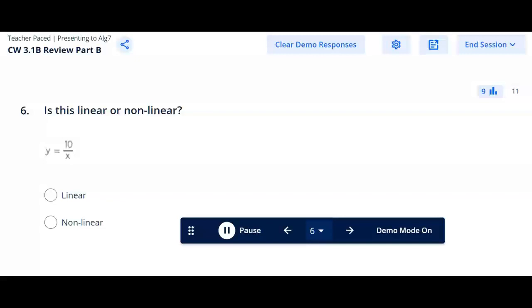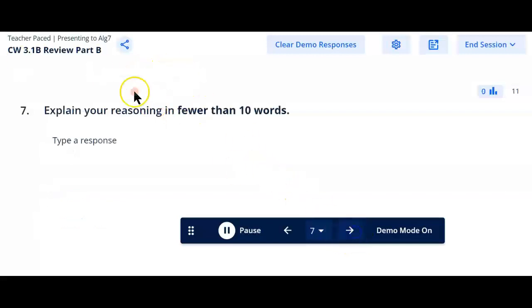Let's explain our reasoning. What would be our reasoning for this to be non-linear? Make sure you use the word variable, and don't just use the word fraction, that is not enough. We need to be more specific than fraction. Okay, so variable and something more specific than just fraction.